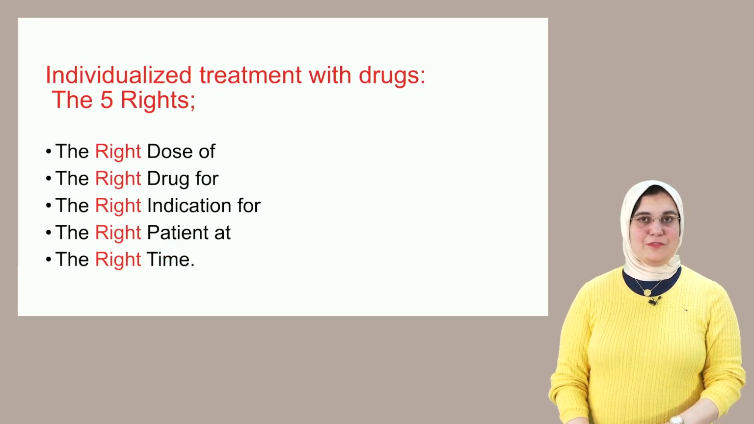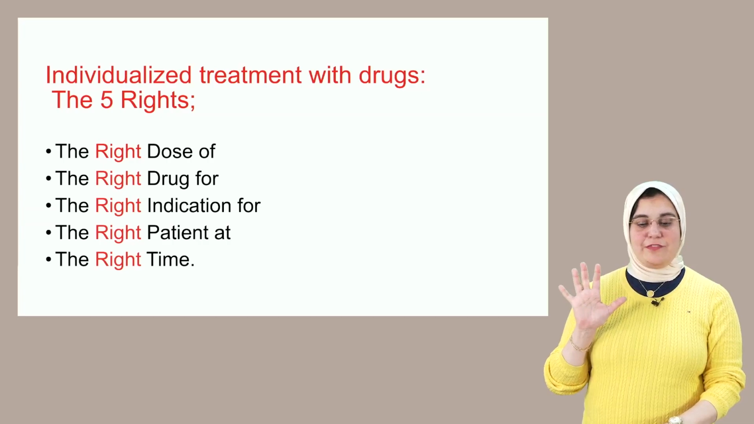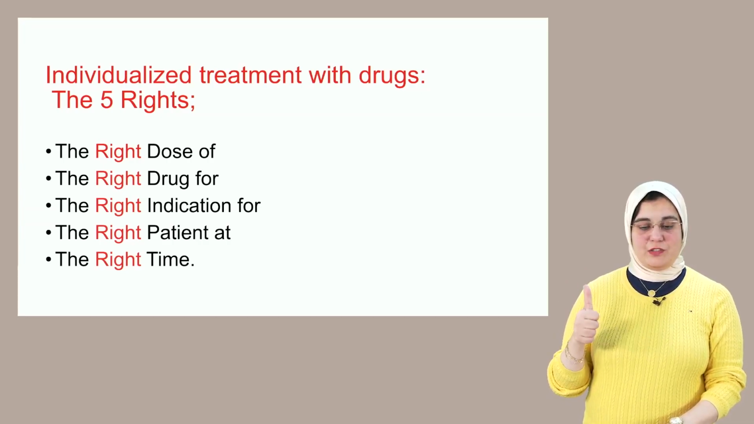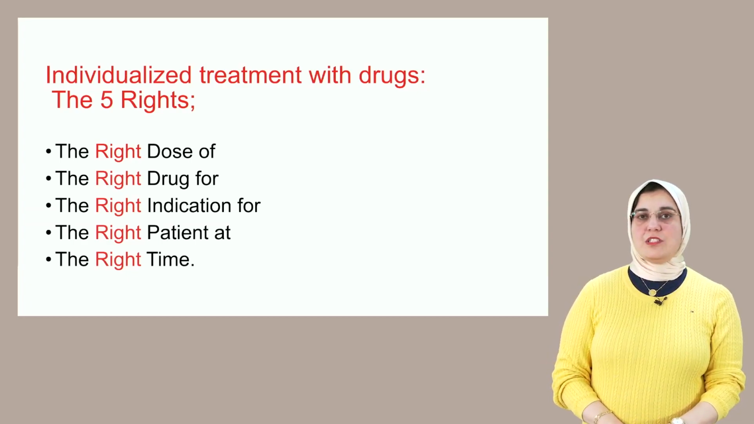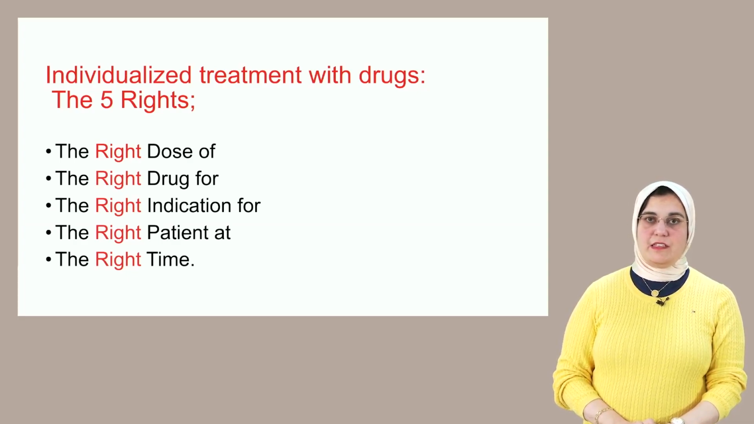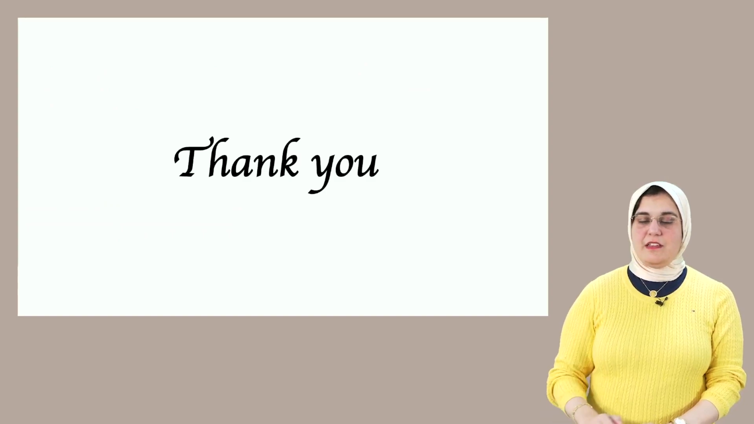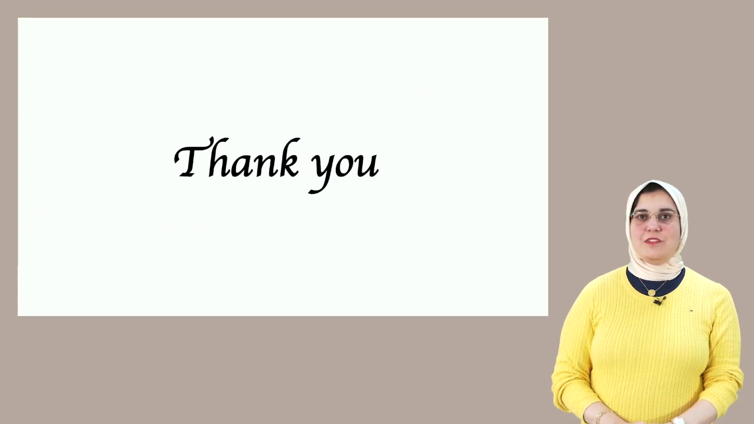So coming to an end for this lecture, I want you to remember again, our goal is individualized treatment with drugs and the 5 rights. You have to choose the right dose of the right drug for the right indication for the right patient at the right time. So please always check with your patient that he is taking the right dose at the right time, and always revise and check with the treating doctor for the right drug indication and that it's suitable for this patient. And thank you so much for listening to the pharmacogenomics lectures, and I hope you understood.